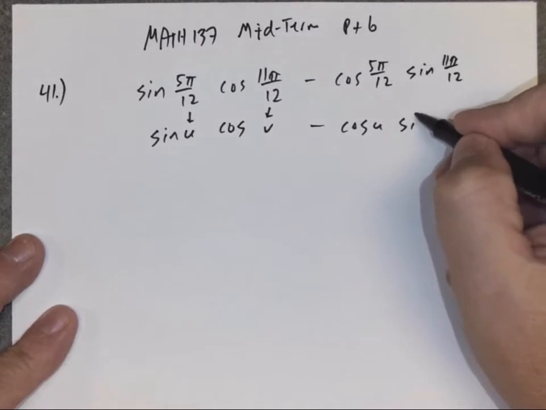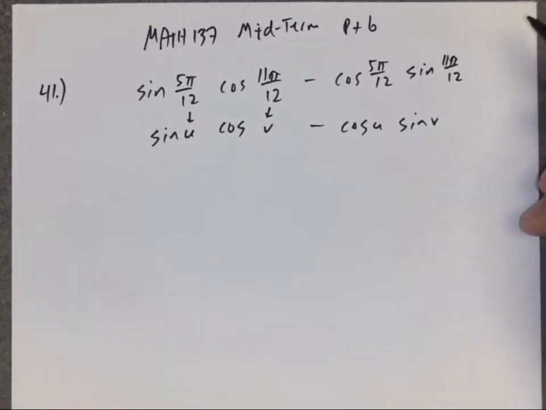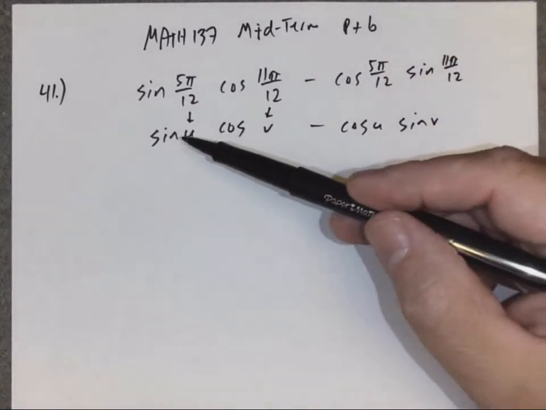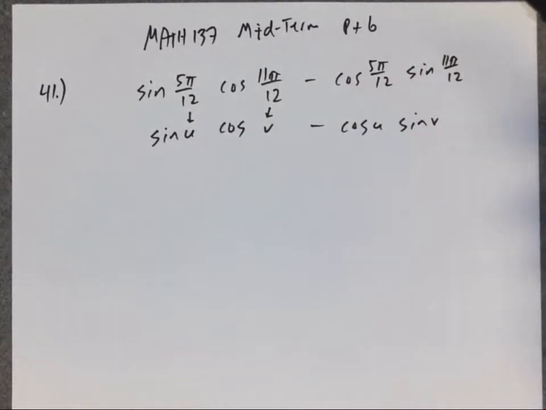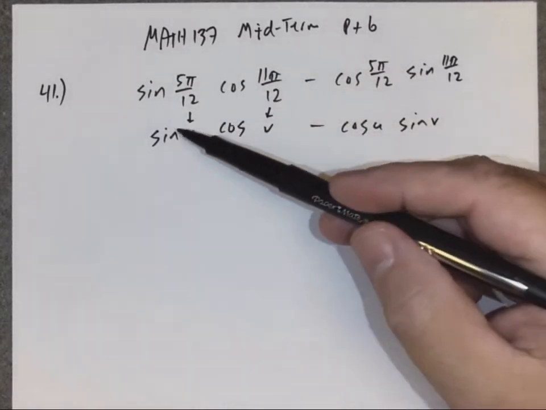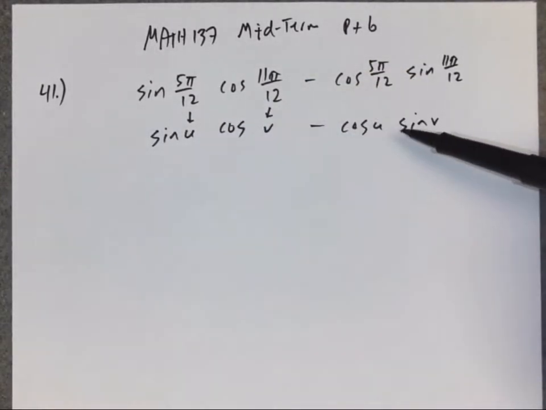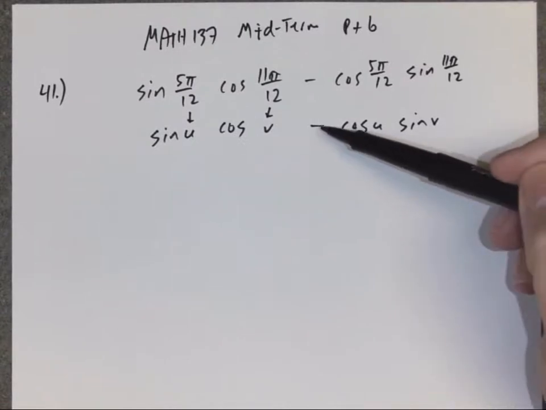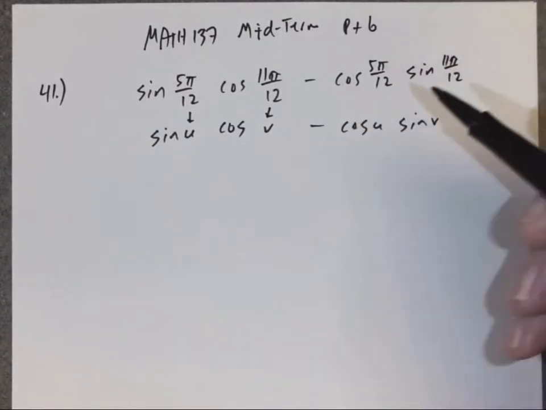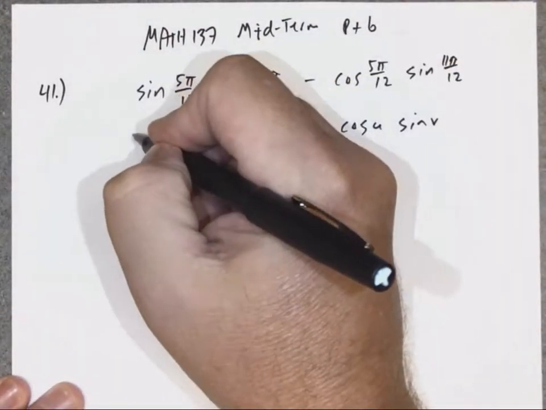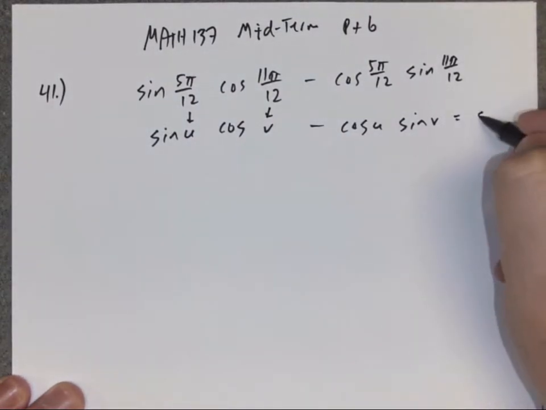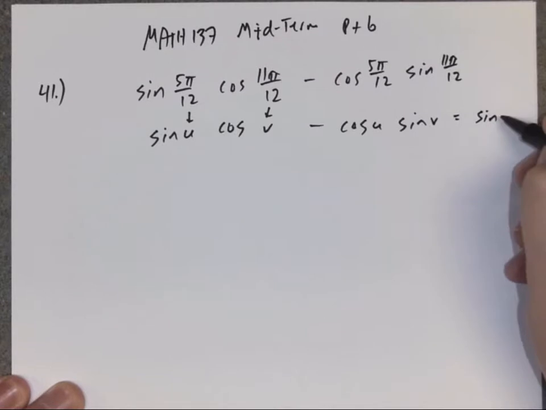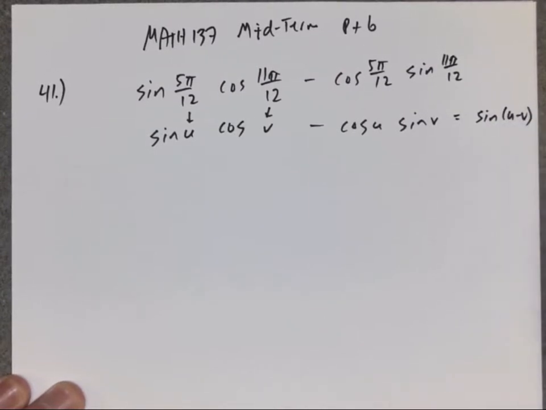So here I got a sine. So I'm going to look, do I have an equation that says sine u times cosine v minus cosine u times sine v? And I've got my cheat sheet here, and if I look, so I got sine cosine and then cosine sine and a subtraction in between. And I believe this equals sine of u minus v.